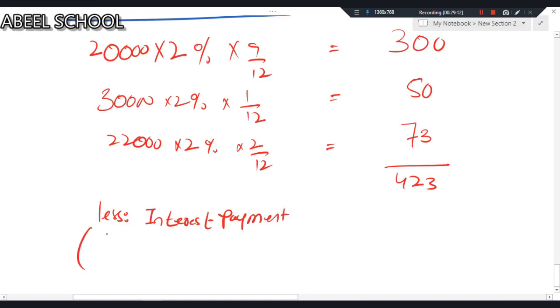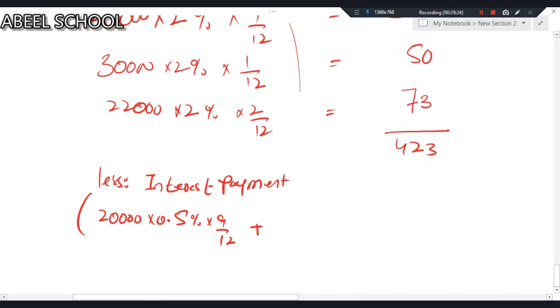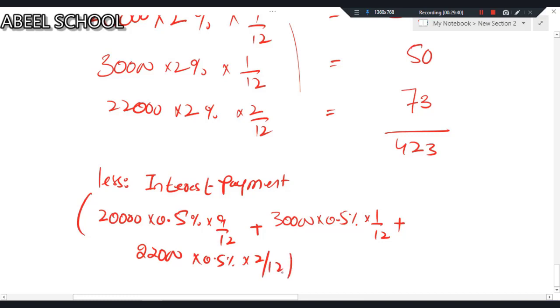It's very simple to calculate interest payments. 20,000, he's paying 0.5%, 9 by 12. You will have the same months, but obviously the interest rate instead of 2% will be 0.5%. 30,000 at 0.5%, he has paid 1 upon 12, plus 22,000 at 0.5% and 2 by 12. Let me use the calculator.